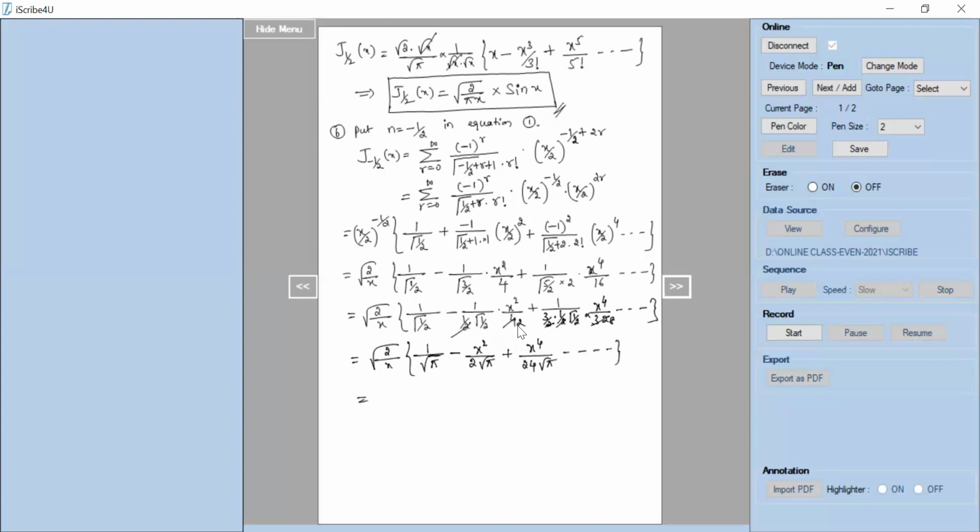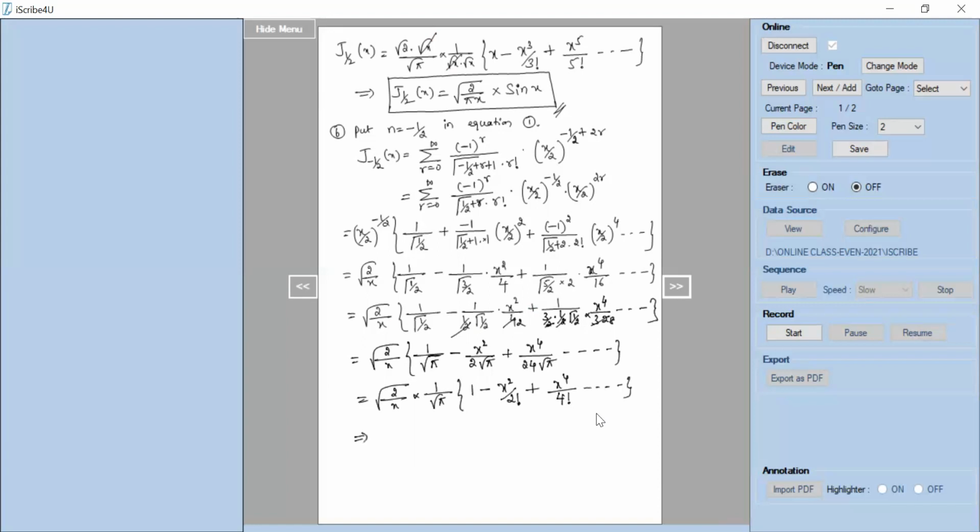Now here root pi was common. Let us take it outside. It is 2 by x into 1 by root pi, will take it outside. So it is 1 minus x square by 2, 2 can be written as 2 factorial, plus x power 4 by, in the next term, this 24 I will write as 4 factorial, and so on.